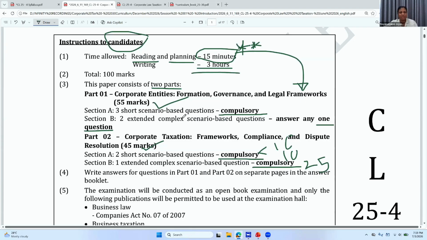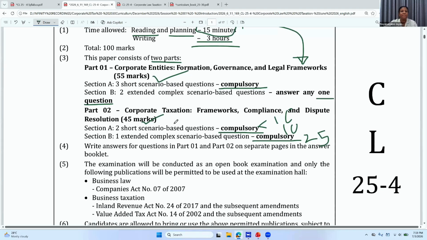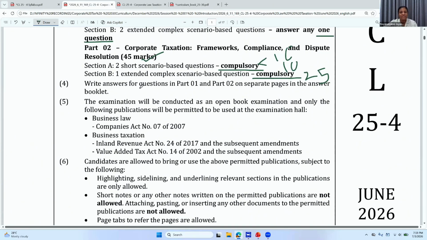Okay, that is on time management, the marks allocation and the structure of the questions given in the paper. Write answers for questions in part 1 and part 2 on separate pages in the answer booklet. The answer booklet is for you. If the pages are not enough for you to write, you can request more papers. Please write your answers and do your computations in a clear, readable manner.